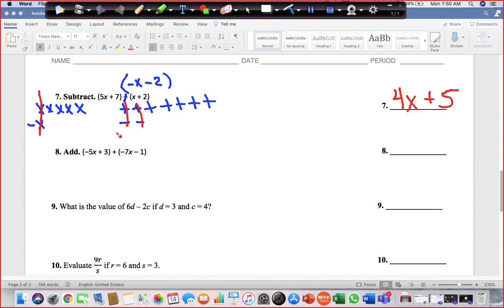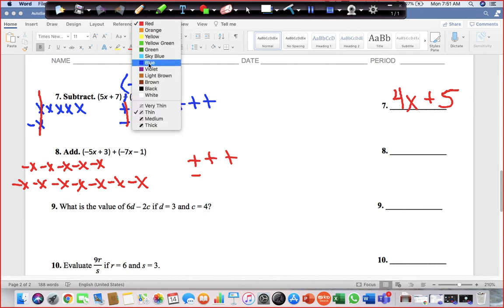Okay, the next one is already an addition problem, so we do not have to change the sign of the second parentheses or change the subtraction to addition. It's already addition. So we have 5 negative x's, so 1, 2, 3, 4, and 5. And 7 negatives, 1, 2, 3, 4, 5, 6, and 7. And then we have positive 3, so 1, 2, and 3, and a negative 1.